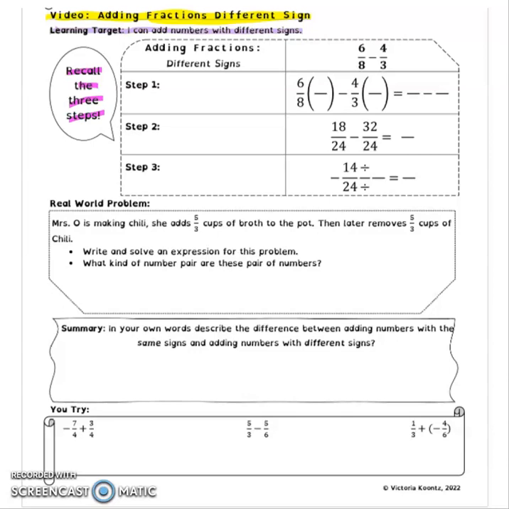Okay? If you need to pause the video and go back and look at your other notes so you can remember those 3 steps, I want you to try and fill in the 3 steps. Don't do the math yet. Just try and fill in those 3 steps. Try and remember what they are, okay? Pause your video here and try to fill those in really quick.